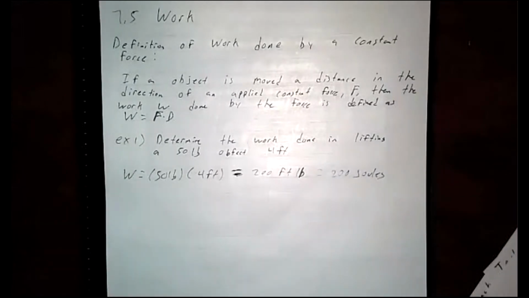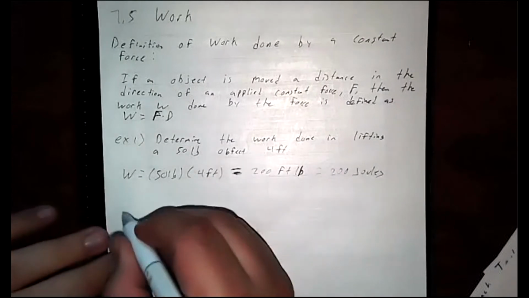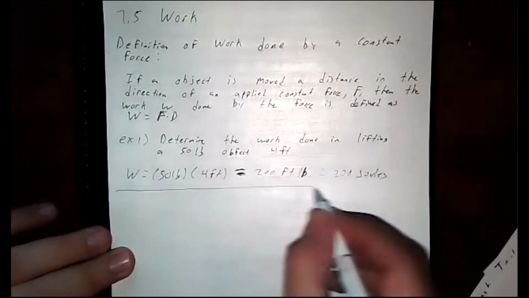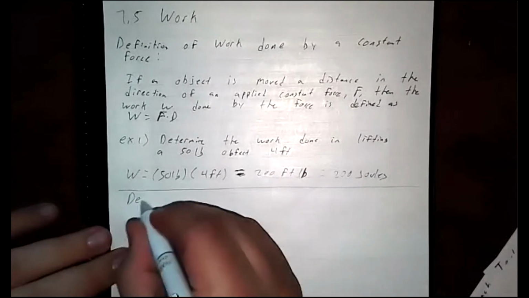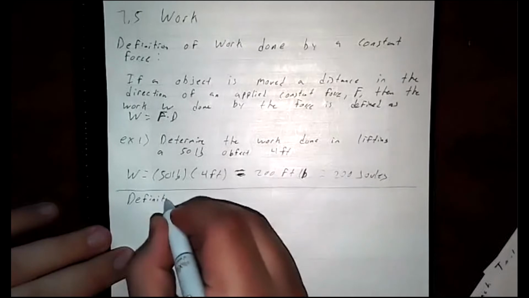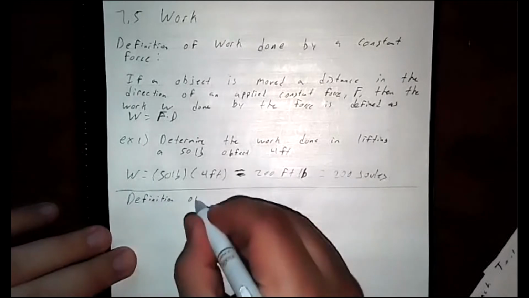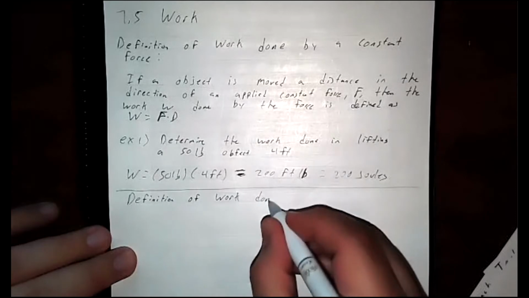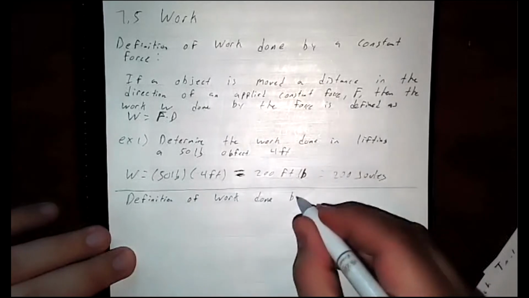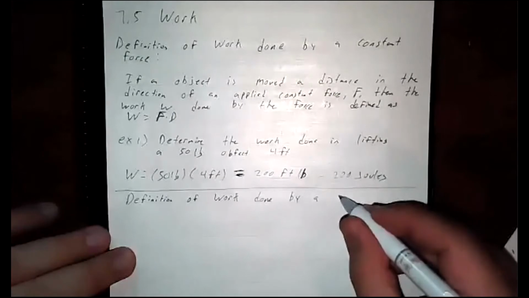Okay, so those types of examples, you have a couple of these in the homework. The first few will be something like this, but then right away we'll start talking about variable force. So let's go ahead and move on to variable. The definition of work done by a variable force.